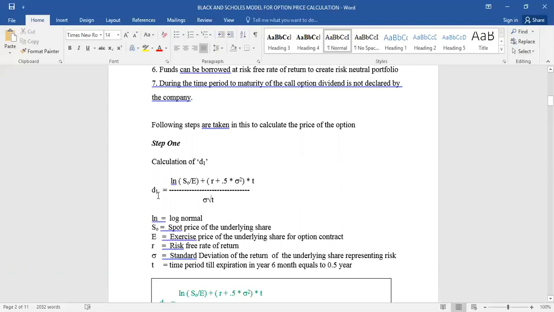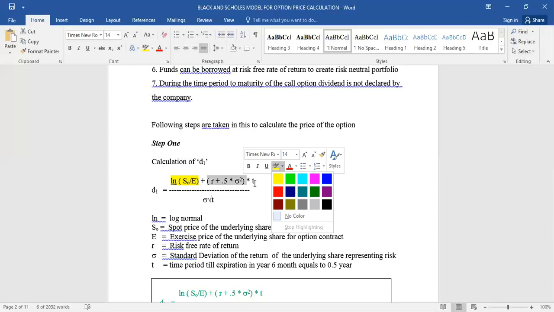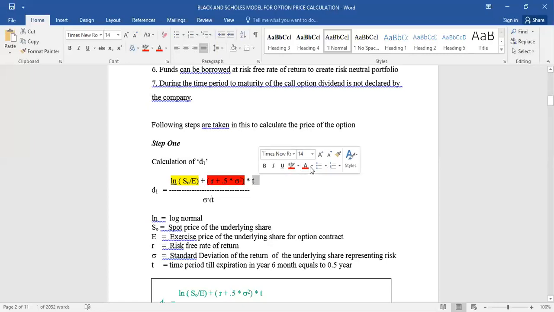So how is D1 calculated? This log normal, I'll keep on highlighting. Calculate, this is the first one: calculate log normal of S0 upon E. S0 is the spot price and E is the exercise price. Then the second part of the formula, which I'm going to highlight with another color so that you don't have any difficulty. So yellow is the first color, then red is the second color, and third is the blue color. I'll be taking up the blue color.